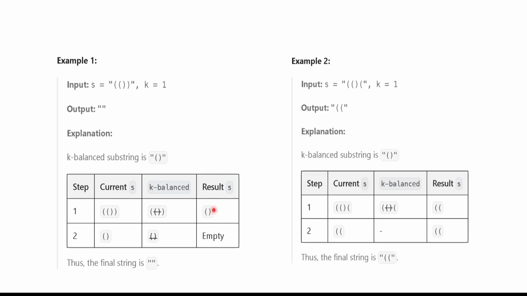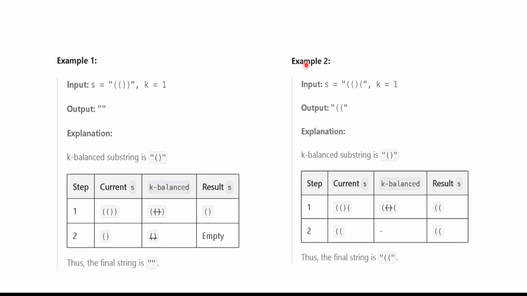Once the result is updated in the string s, now the string is not this, now the string is this, because we have removed the k balanced one. Now you have this one, so you have to remove the k balanced again. You will get the empty string because nothing is left. So the final string is this.